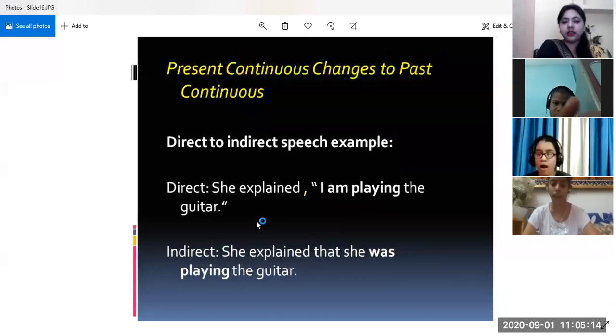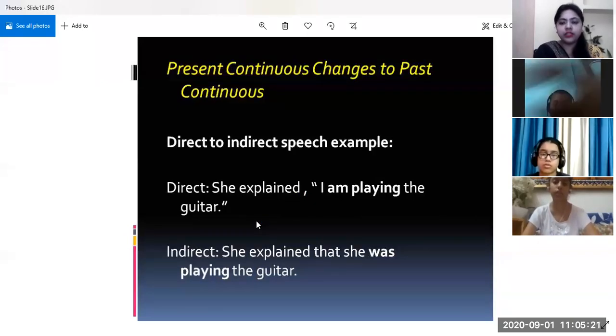Now we have just begun with the chapter, so I am not telling you the different kinds of reporting verb which are used. It is not always said. Other words can also be used, and that we will be learning later. Just now we have to focus on the transformation of the tense. So she explained, I am playing guitar.